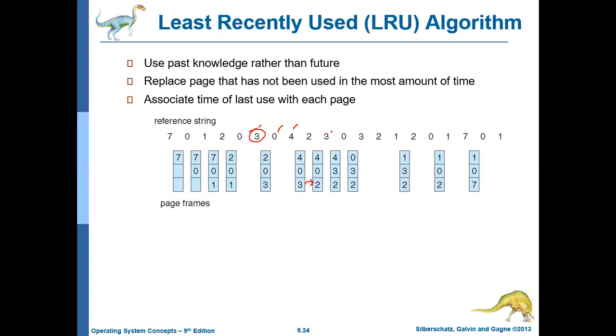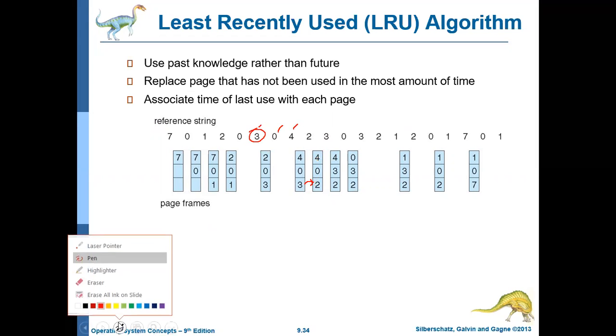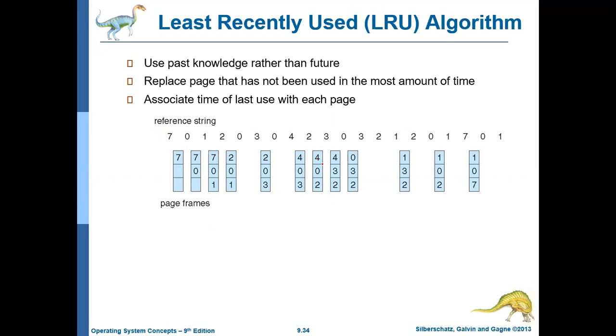Okay. Next is 3. 3 is not in the memory. Current memory is 4, 0, 2. So 3 should replace what? 3 should replace either 4, 0 or 2. The most recently used is 2. Next most recently used is 4. And the least recently used is 0. So 3 will replace 0. 0 will be replaced by 3.